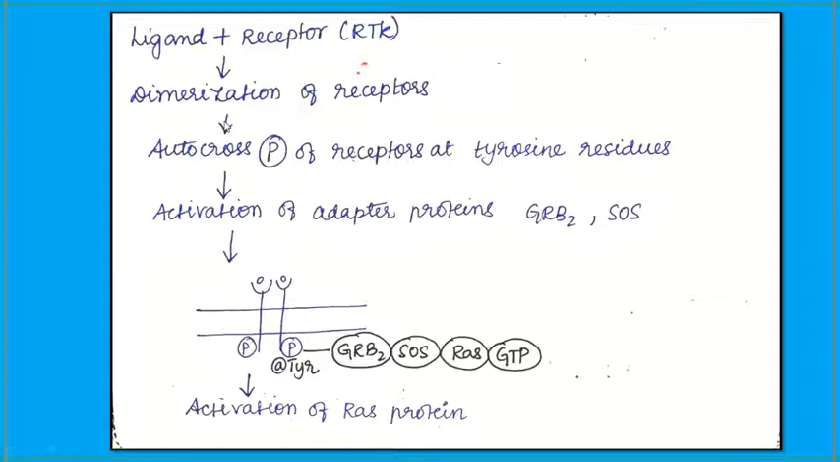So let's revise the RAS-MAP kinase pathway once because it's important. First, the ligand will bind to the receptor, which is a receptor tyrosine kinase. Next is dimerization of the receptor. After dimerization, the catalytic domain of this receptor tyrosine kinase will be activated, and that will lead to autophosphorylation of the receptors at the tyrosine residues. This will activate the adapter proteins GRB2 and SOS. The activated GRB2-SOS will activate RAS because this SOS protein is a GEF.